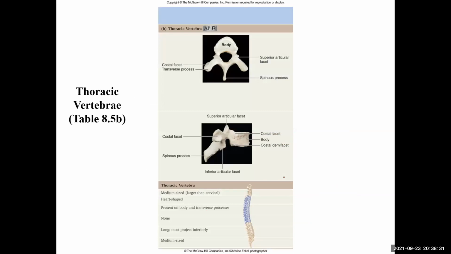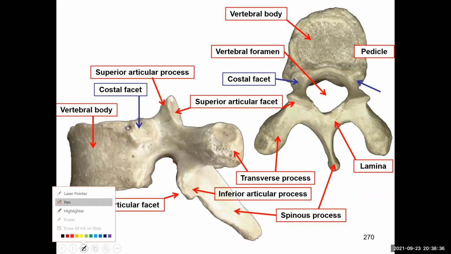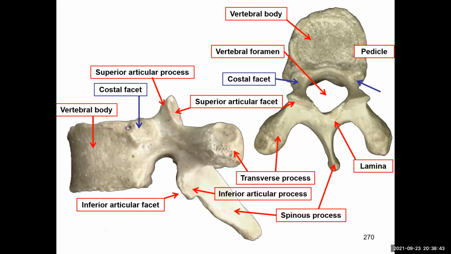All right, so we'll talk about that here when I get to the ribs. Here you can see a lateral and a superior view. Again, a lot of the same characteristics because these are typical vertebrae. So we're going to have vertebral bodies, our nice spinous processes, our transverse processes, our vertebral foramen, our pedicles. We're also going to have superior and inferior articular processes with their associated facets. So we're going to have all that.